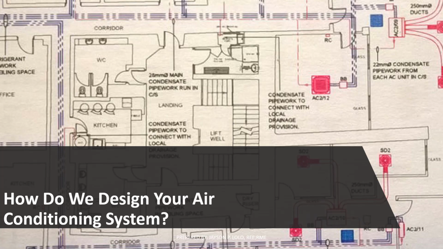So we hope this will give you an insight into the steps we take to design a high-quality, bespoke air conditioning system. As you can see in the background, this is our indoor unit, and this hidden blue line is the path of your air conditioning system.